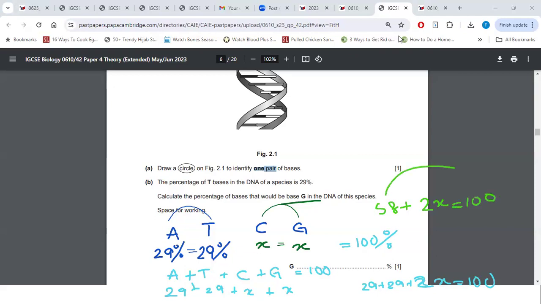And so then move this to the other side. Yes, 42. And then we divide 42 by 2, which is 21. Yes, exactly. So that means how much guanine do we have? We have 21%. Okay. So this is how you are going to solve questions where they ask you to find out the percentage of bases.